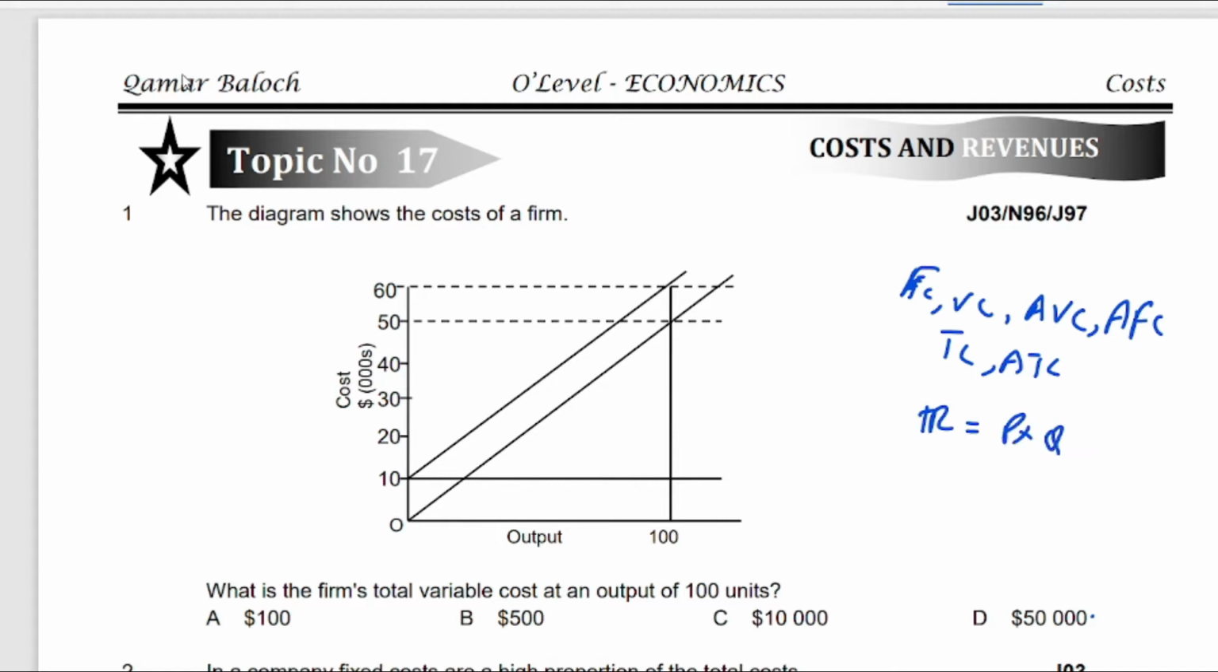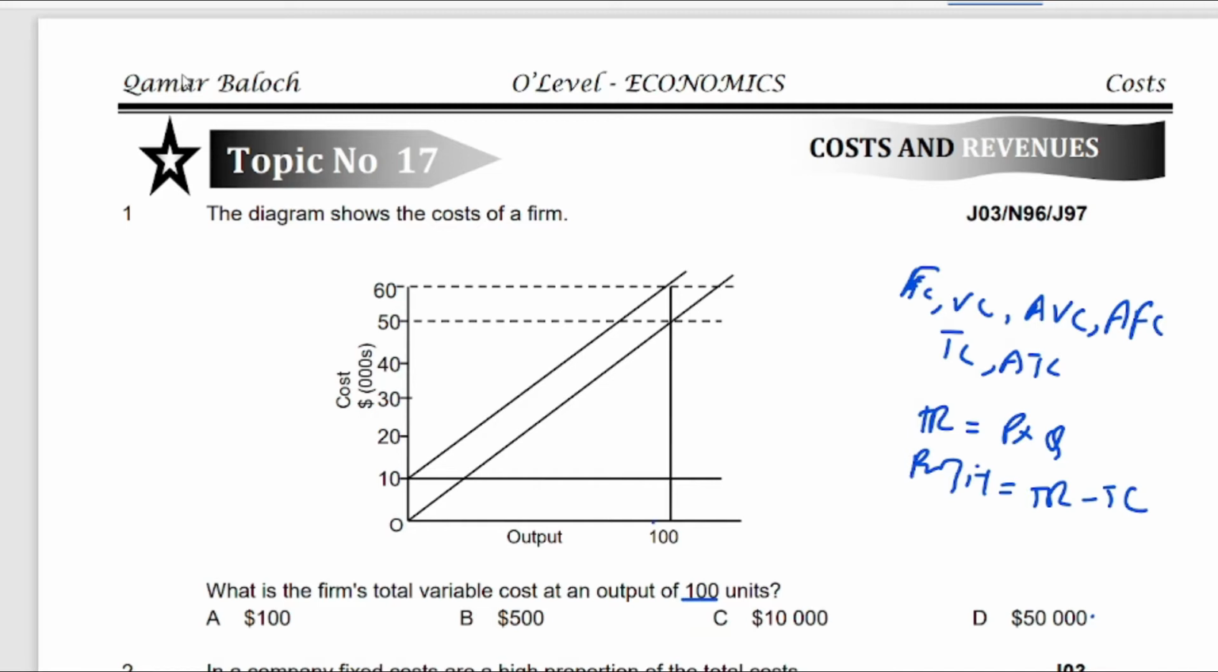Revenue is price times quantity, and then we may have to find out profit as well. Profit is the difference between total revenue and total cost. So, directly starting questions from this topic. Question number 1: the diagram shows the cost of a firm, and what is the total variable cost at an output of 100 units?